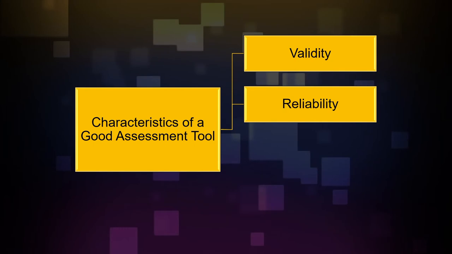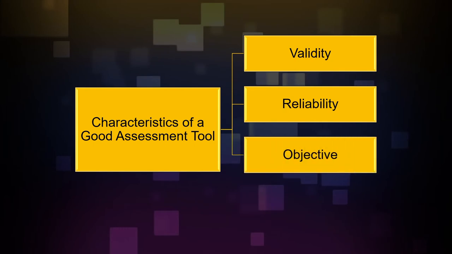The third characteristic is objectiveness. Now, when you say the question paper is objective, that means the scoring is objective. If you do the scoring, or another person does the scoring, or a machine does the scoring, then there should be high correlation among the three sets of scores. There should not be variation.